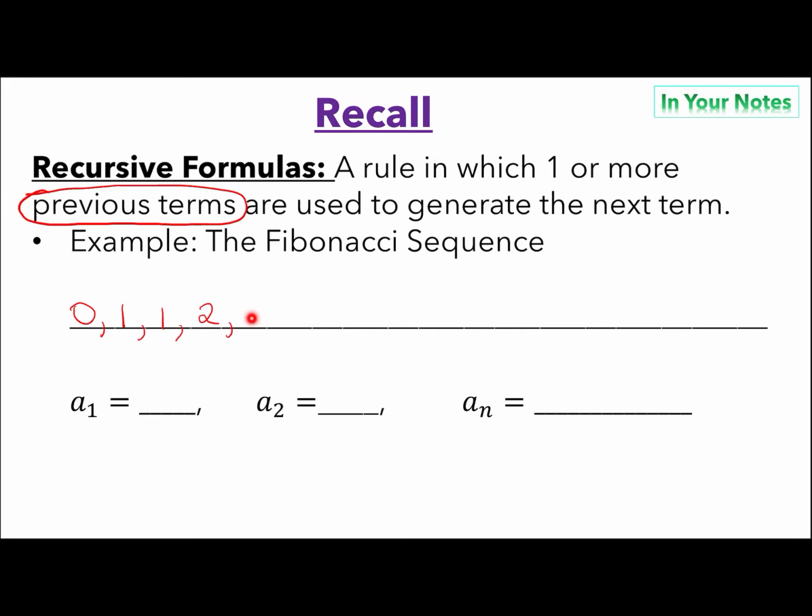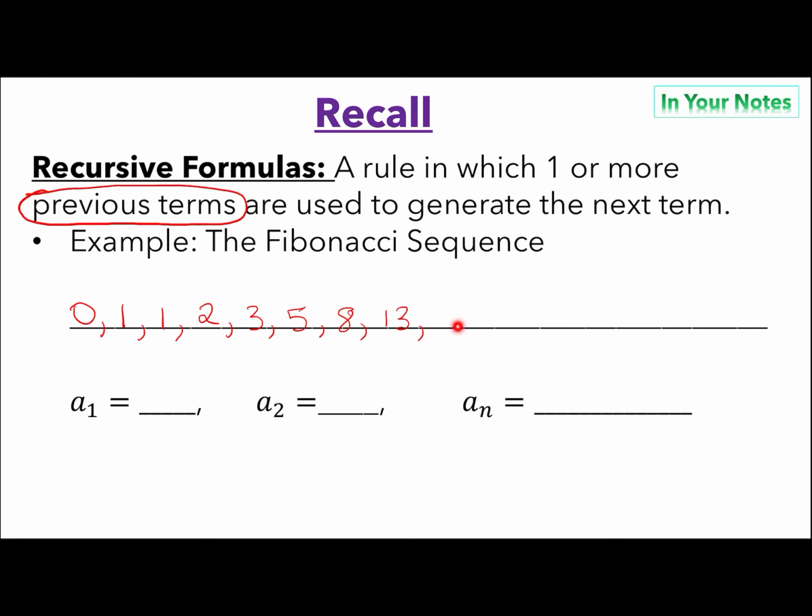To find the next term, we're going to add the 2 previous terms. So to find this one right here, we're going to add 2 plus 1, which is 3. Let's keep going. To get to this term right here, we're going to add the 2 previous terms. 3 plus 2 is 5. Then to find this term right here, we got 5 plus 3, which is 8. Next term, add the 2 previous. 8 plus 5 is 13.